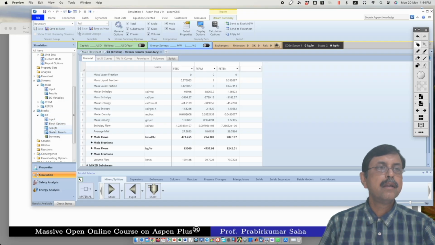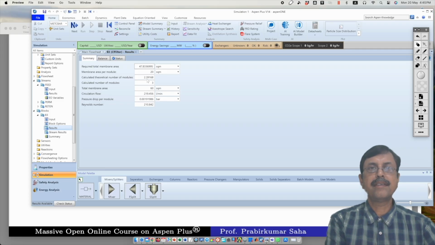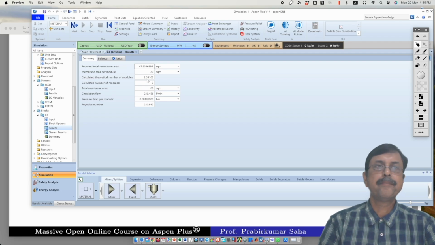And in order to achieve that, we had to take 3 modules. Okay. So one module was not enough for that. We had to use 3 modules for that. Actually, the calculated theoretical number of modules is 2.39, but as you know, it is a physical system, so it cannot be 2.39, so we have taken 3.